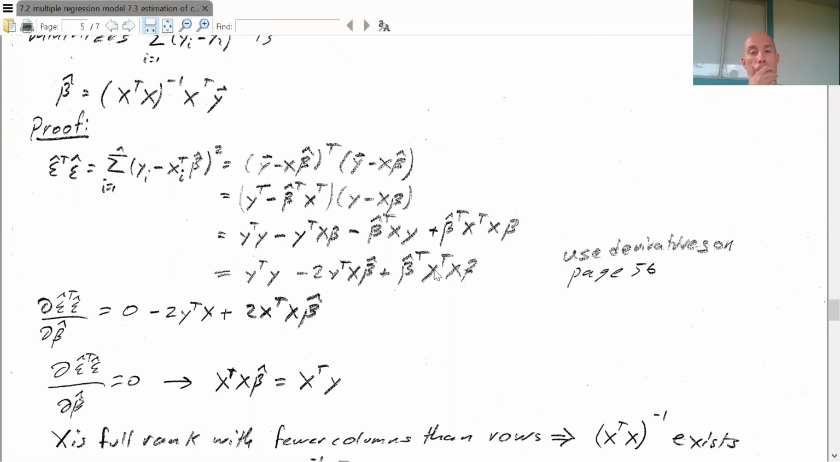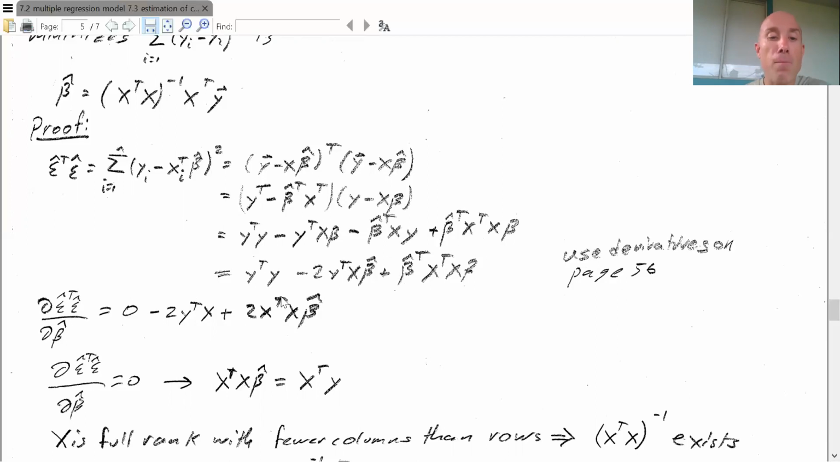Now I look at this and I go, hey, I'm trying to minimize with respect to the beta hat vector, so I want to do calculus. Remember, I do calculus and set it equal to 0. That will either give me a maximum, a minimum, or an inflection point. So I take the derivative with respect to the beta hat vector, and that gives me this. Taking the derivative equal to 0 is how I find my maximum, minimum, and inflection points.